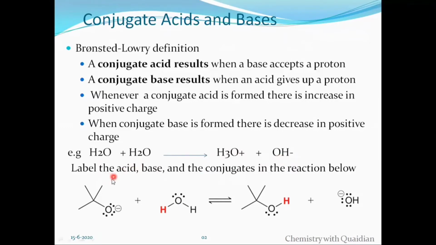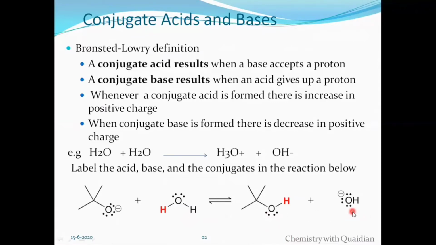Now consider this example. Can you assign the names acid, base and conjugates in this reaction? Yes, we can assign this. This is one species and this is a second species. In the reaction, this oxygen has an extra pair of electrons, so it has a negative charge on it. This lone pair is attacking this hydrogen, and it will accept this hydrogen. So as it is accepting the hydrogen, it is the base, and the one donating hydrogen is the acid. And here you can say that this is the conjugate acid and this is the conjugate base.